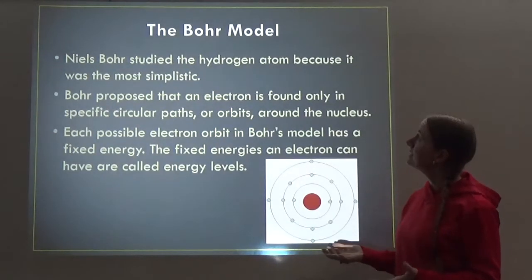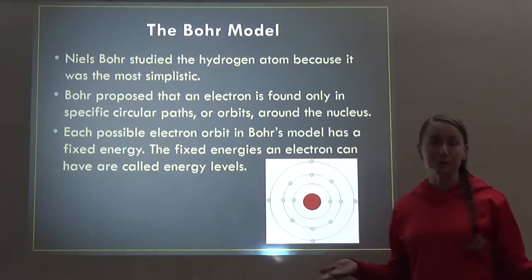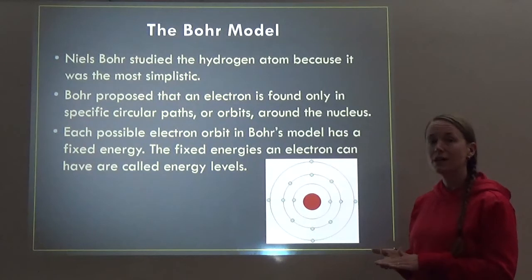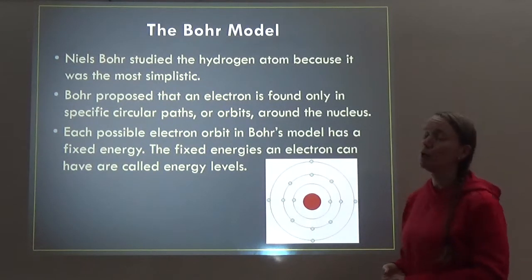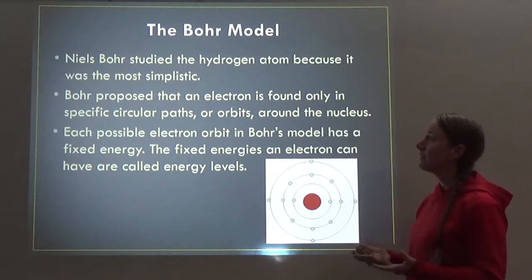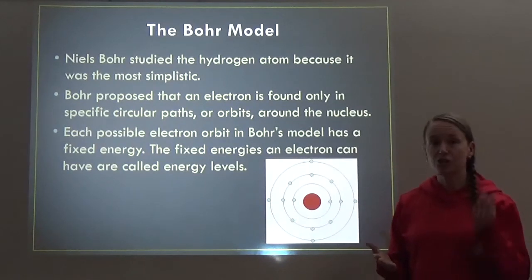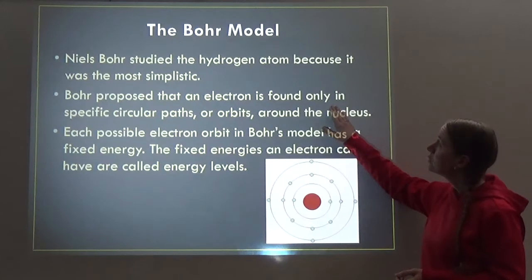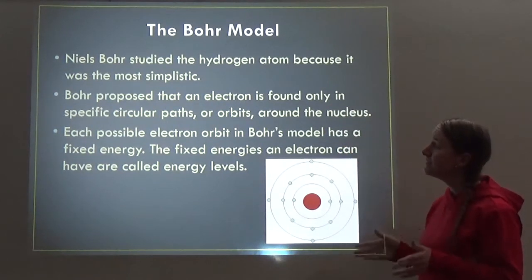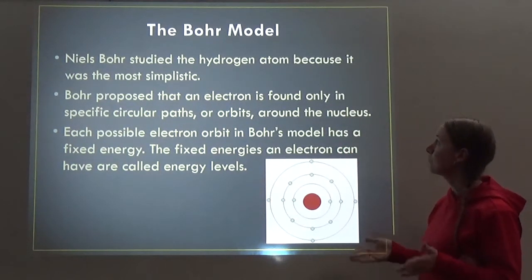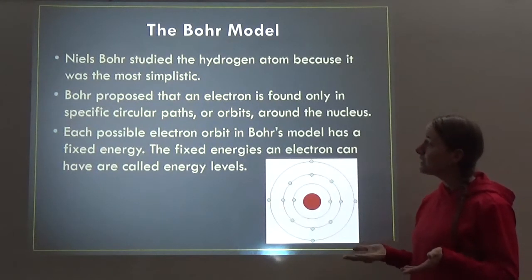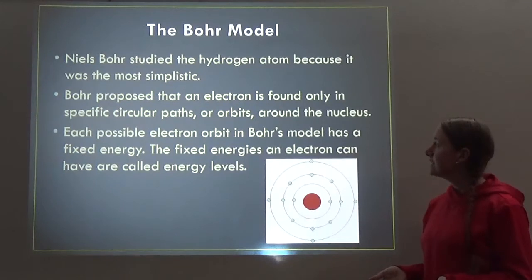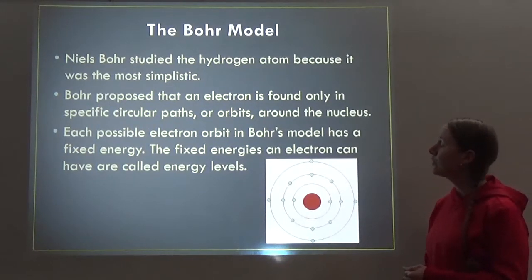So Niels Bohr studied the hydrogen atom because it's the most simplistic. Most isotopes of hydrogen have one proton and one electron and no neutrons. That's the most common isotope, so it's the easiest to study because you just have one proton and one electron. Bohr proposed that an electron is found only in specific circular paths or orbits around the nucleus. Each possible electron orbit in Bohr's model has a fixed energy. The fixed energies an electron can have are called energy levels.